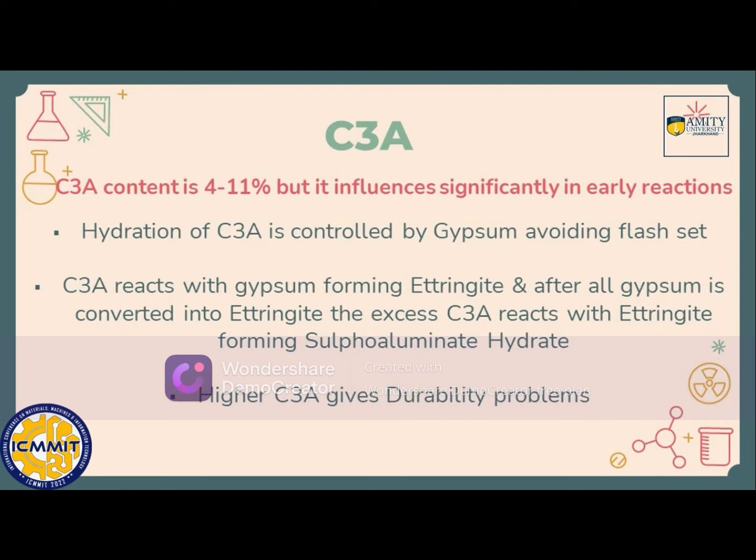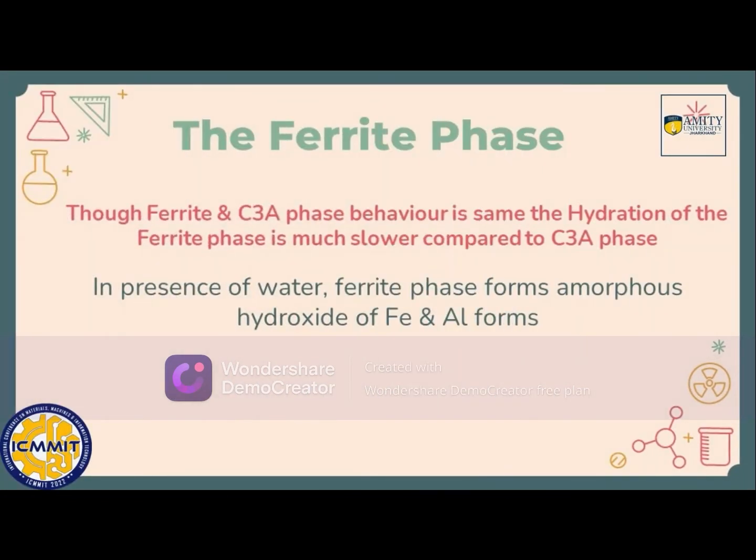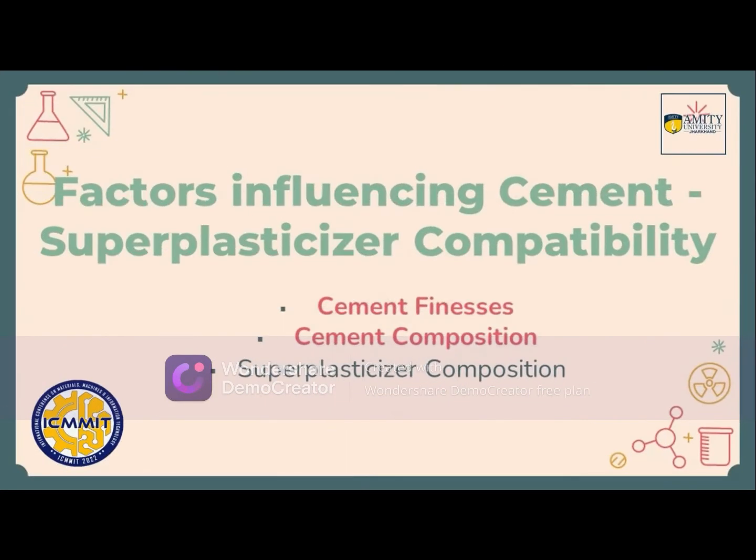Not minimized, because with minimization we do not have the release of water. So it should be optimized rather. The ferrite phase, C4AF, I was telling you 10%, behaves more or less like C3S. We will not go into details of the ferrite phase. So what happens? The factors that influence: cement fineness. The finer the cement is, the more water release there will be from the flocs.